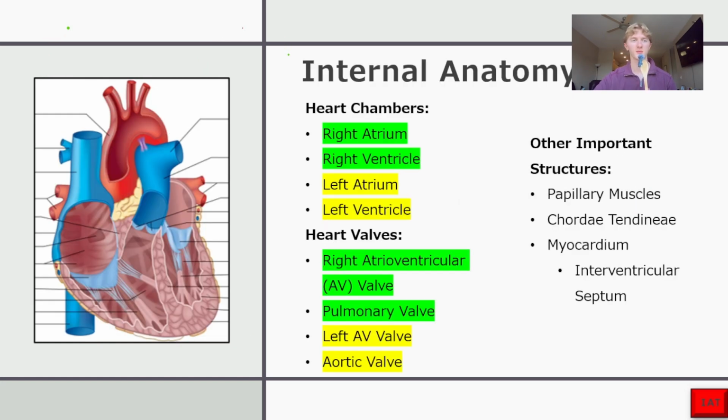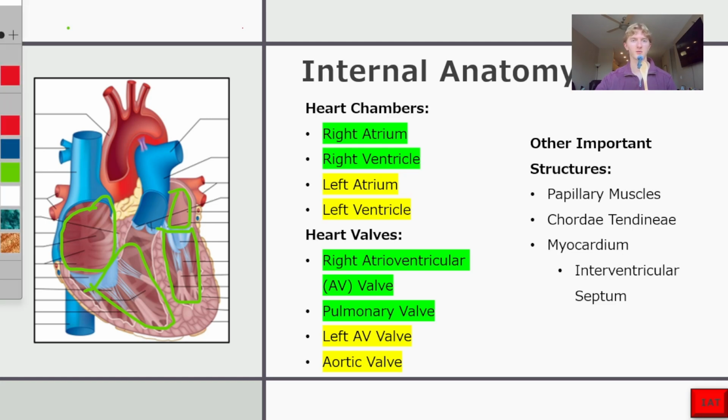So now that we have talked about the basic structure of the heart, let's talk about the internal anatomy. We're going to have four main heart chambers that we have to know. First, the right atrium, which is going to be this chamber right here. The right ventricle, which is going to be this chamber here. The left atrium, which is going to be right here. And the left ventricle, which is going to be right here.